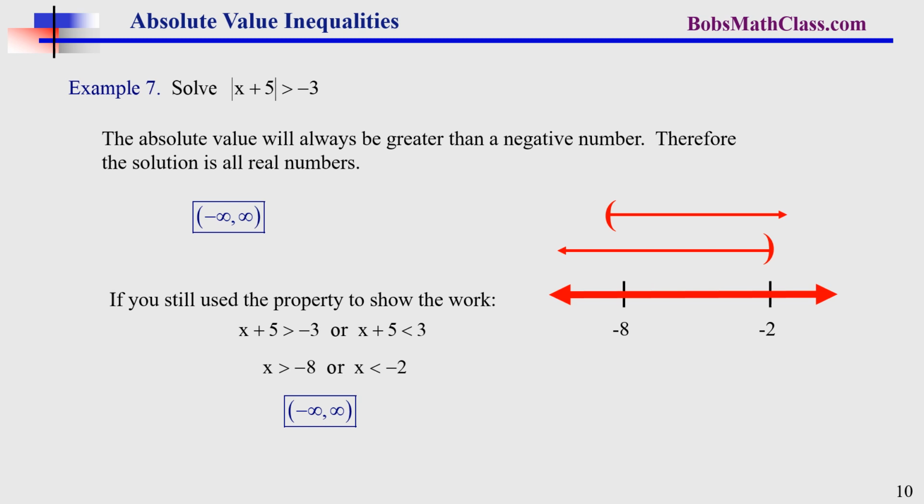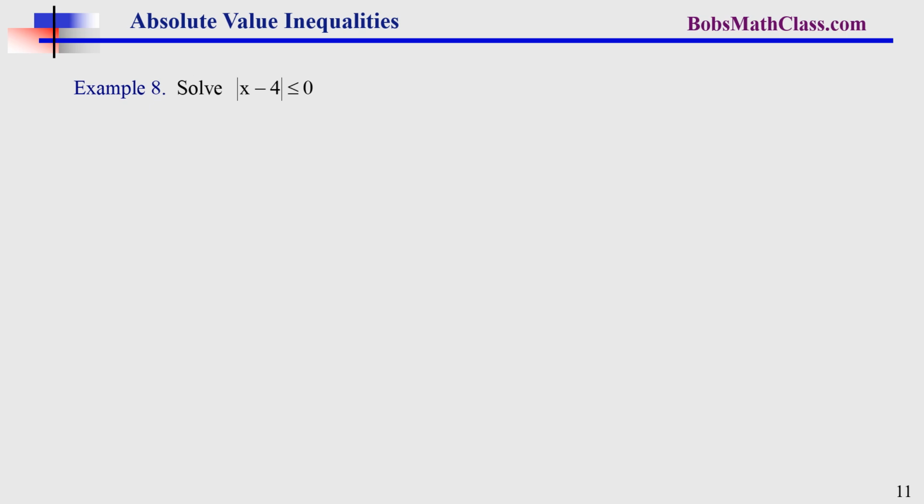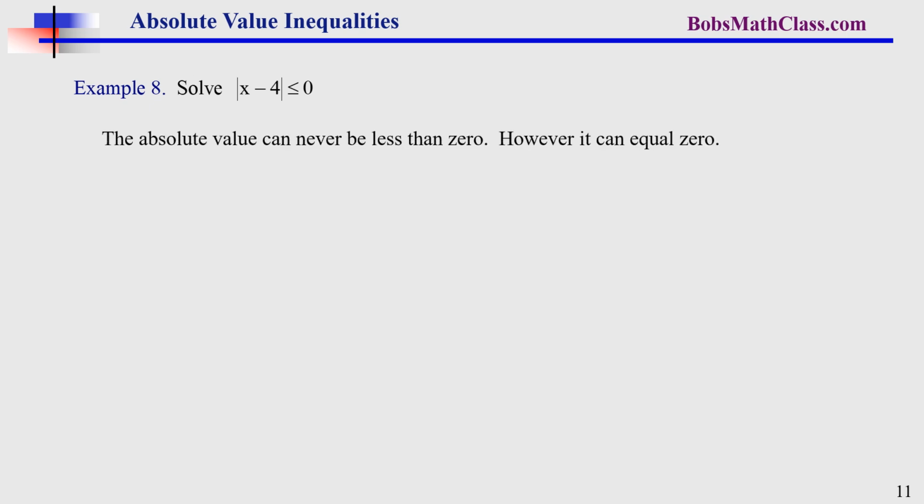All right, one more example. The absolute value of x minus 4 less than or equal to 0. Absolute value less than or equal to 0. Well, can it be less than 0? No, it can't be less than 0. Can it be equal to 0? Yes, it could. So the absolute value can never be less than 0. However, it can be equal to 0. So that's what we're going to work out.